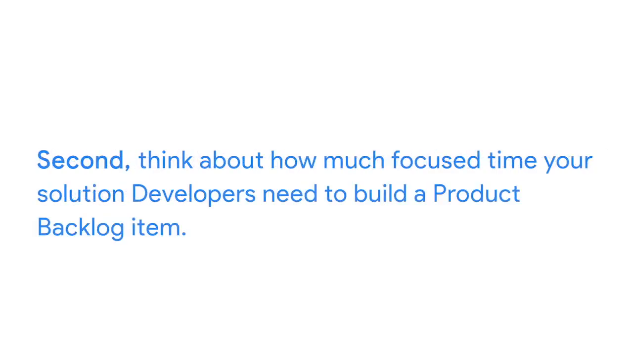Second, think about how much focused time your solution developers might need to build a backlog item. If the baseline effort for most of your activities requires at least a week to create something valuable, then your sprint length should be at least 2 weeks to give the team room to execute without feeling the crunch mode.